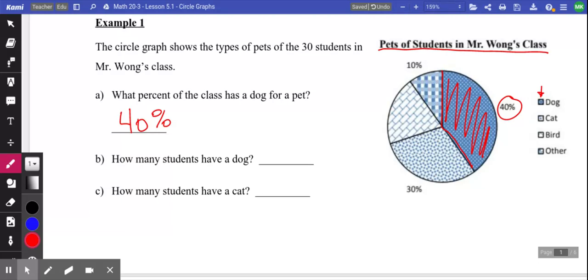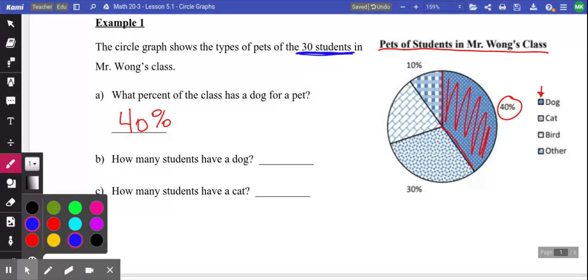Question B, how many students have dogs? If you look back at our information, they told us that the circle graph shows the type of pets of 30 students. So if 40% have dogs, then 0.4 times 30 would tell you how many of these people have dogs as pets. The way I got 0.4, that's what 40% is as a decimal. So 0.4 times 30 means 12 kids have dogs.